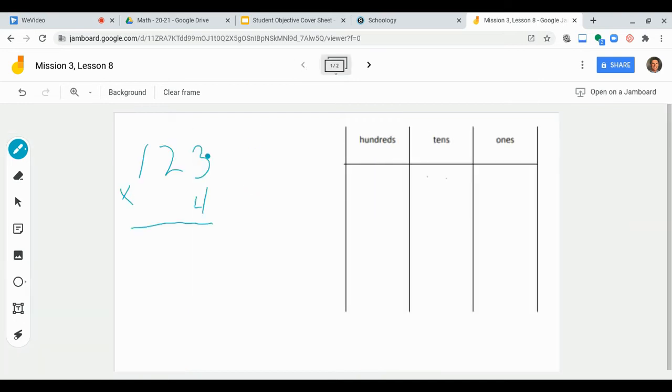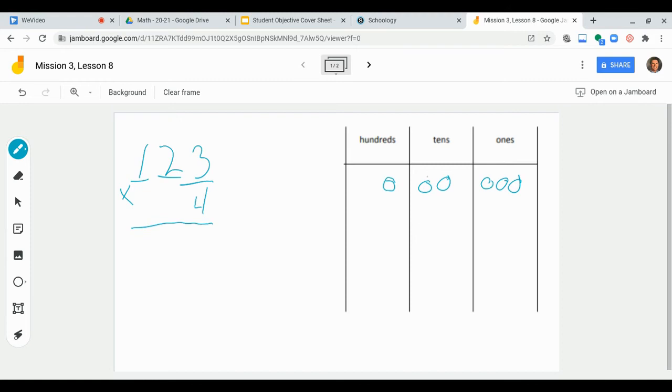Okay, so let's say I had 123 times 4. Now, first thing I need to represent is 123. So how many hundreds are in 123? I have 100. How many tens are in 123? I have 2 tens, so 2 discs here. And then how many ones are in 123? I have 3 ones. 1, 2, 3. So 123. And I'm multiplying it times 4.